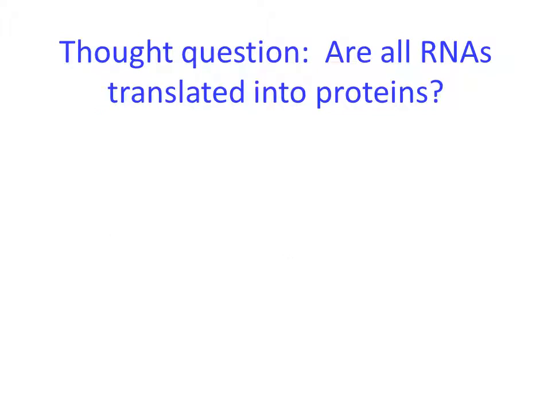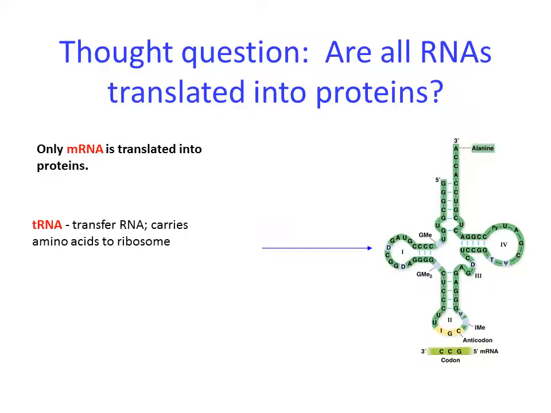So an additional question to you is, do you think all RNAs are translated into proteins? Only mRNA is what's actually translated into proteins. As I mentioned, we have things such as tRNAs, which are transfer RNAs. These carry amino acids to ribosomes, so these are not translated into proteins. We also have ribosomal RNA, which makes up those ribosomes, along with proteins, and these are not translated either.